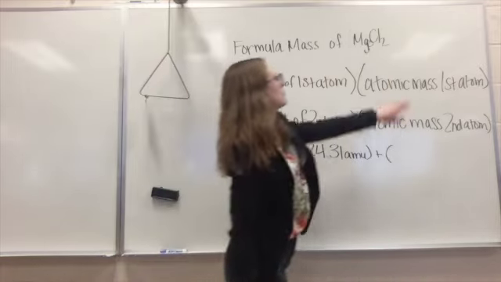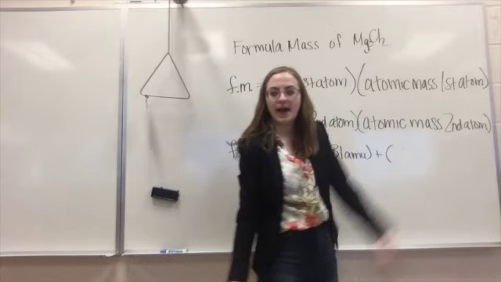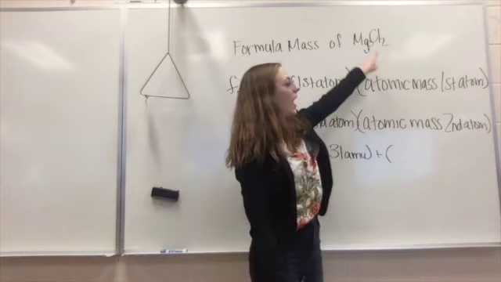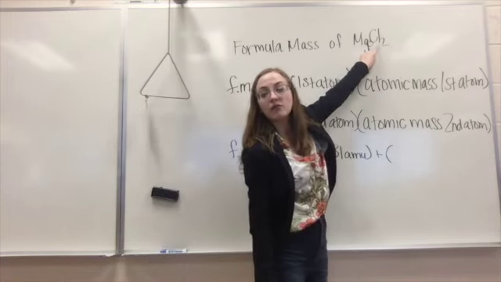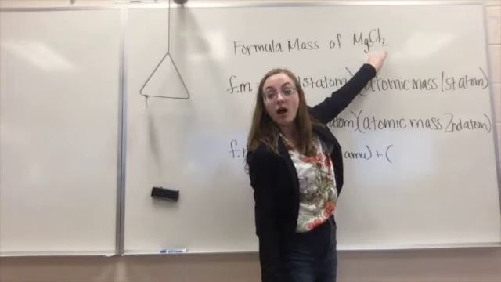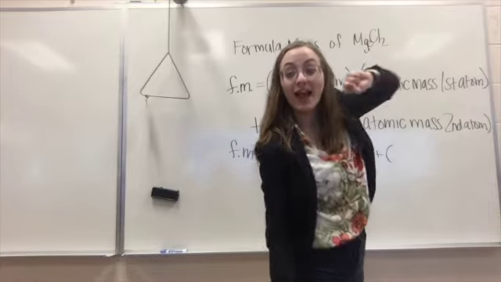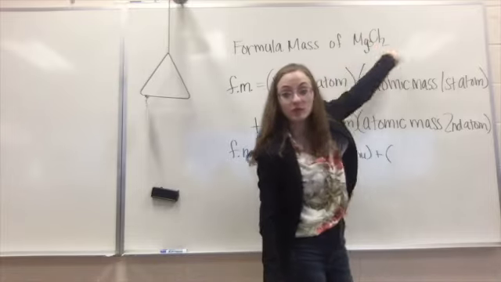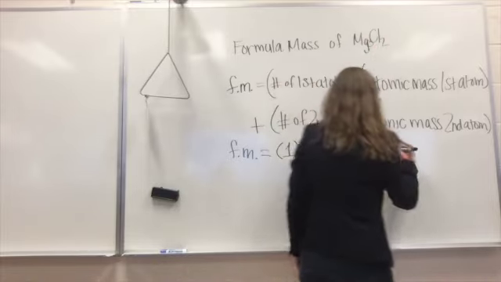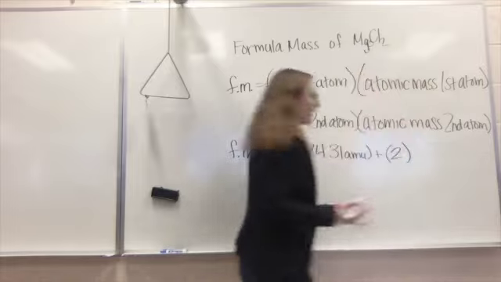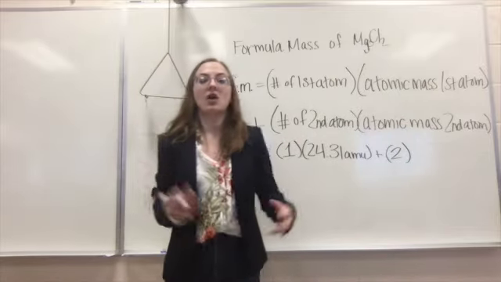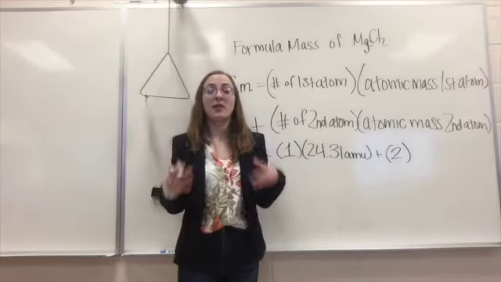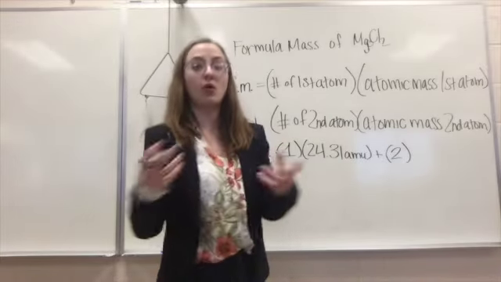Okay, now I'm going to go ahead and do my second atom. So I look at my chlorine atom here. I want to know how many chlorine atoms I have. Well, I look to the subscript. I see a subscript of 2. So therefore, I have 2 chlorine atoms. I'm going to put 2 right here into my formula. I have 2 chlorine atoms, so I have 2 amounts of that mass in my chemical formula. So my formula mass includes 2 chlorine atoms.